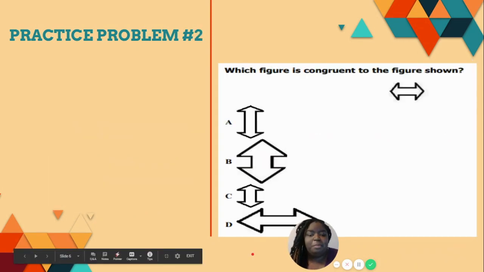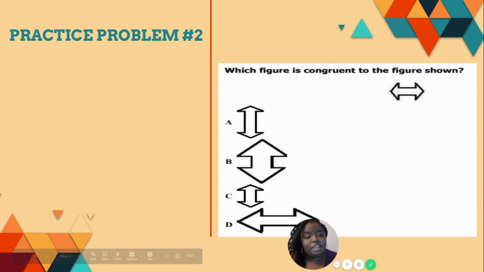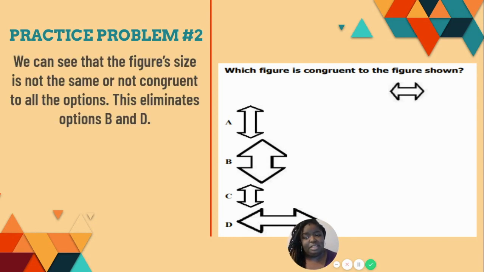So practice problem number 2. Which figure is congruent to the figure shown? So remember, congruent means having the same shape and the same size. By looking at our given figure, we can identify 2 that we can eliminate. There are 2 options that are definitely not the same size as our given shape. So we would want to eliminate option B and option D.